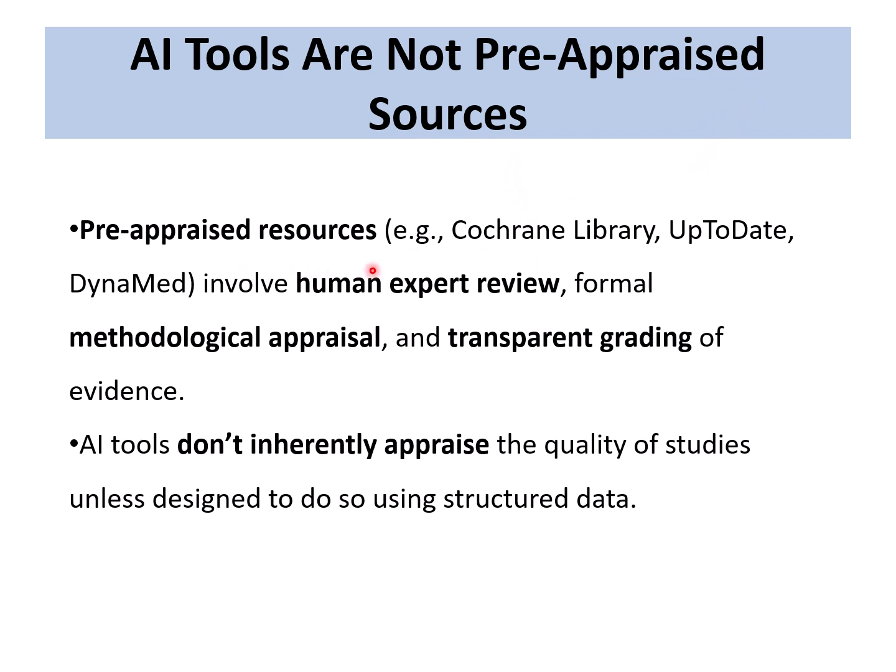Okay, so pre-appraised resources are Cochrane Library, UpToDate, DynaMed, etc. They involve a human expert review, formal methodological appraisal, and transparent grading of evidence. AI tools are currently not doing that. AI tools don't inherently appraise the quality of studies unless designed to do so using structured data. So till now we don't have such AI tools that appraise the evidence for us, but later on, over a period of time, we might be getting those.